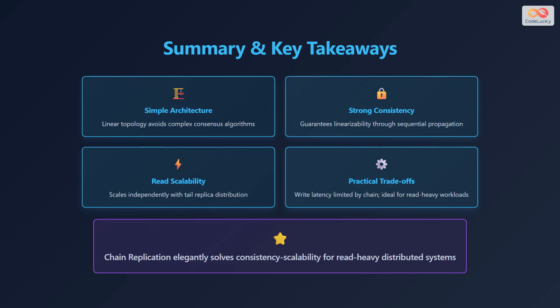Let's summarize the key concepts. Chain replication uses a simple linear architecture that avoids complex consensus algorithms. It achieves strong consistency through sequential write propagation and tail reads. Read operations scale independently because they distribute across tail replicas. The system makes practical trade-offs where write latency is limited by chain length, making it ideal for read-heavy workloads. Chain replication elegantly solves the consistency versus scalability challenge for distributed systems that prioritize correctness over write speed.